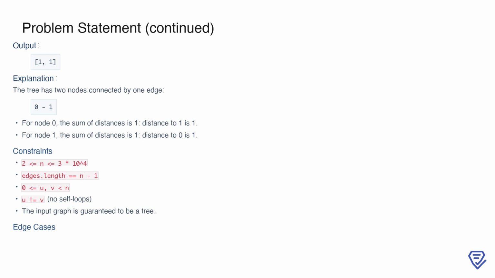If n equals 1 and there are no edges, the tree consists of a single node. Since there are no other nodes to calculate distances to, the sum of distances for this node is simply 0. Now, consider a slightly larger tree where n equals 2 and the edges are [1,0]. This forms a simple line between nodes 0 and 1. For node 0, the only distance is to node 1, which is 1. Similarly, for node 1, the only distance is back to node 0, which is also 1. Therefore, the output array in this case is [1, 1].